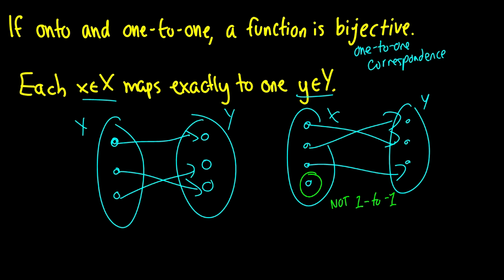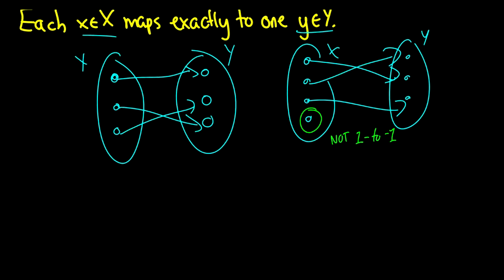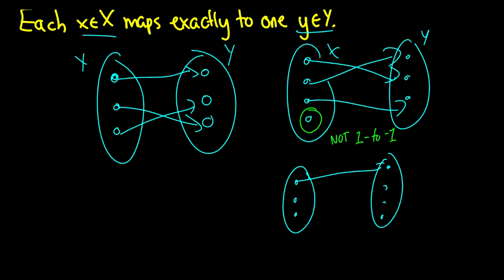Now, what about the case where we have, say, 3 elements in x, but we have 4 elements in y? Well, okay, we have a nice mapping here, we have a nice mapping here, we have a nice mapping here. So clearly at this point, it's 1-to-1, but it's not onto, because it is missing this element right here, so it's not onto.